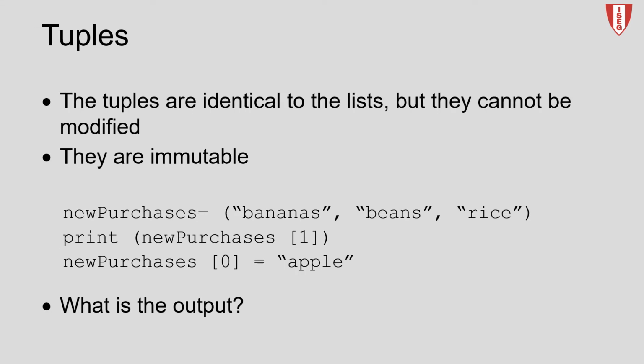Tuples are identical to lists, but they are immutable. It means that they cannot be modified. What is the result of this snippet? Yes, it is an error. You will see the message: tuple object does not support item assignment.